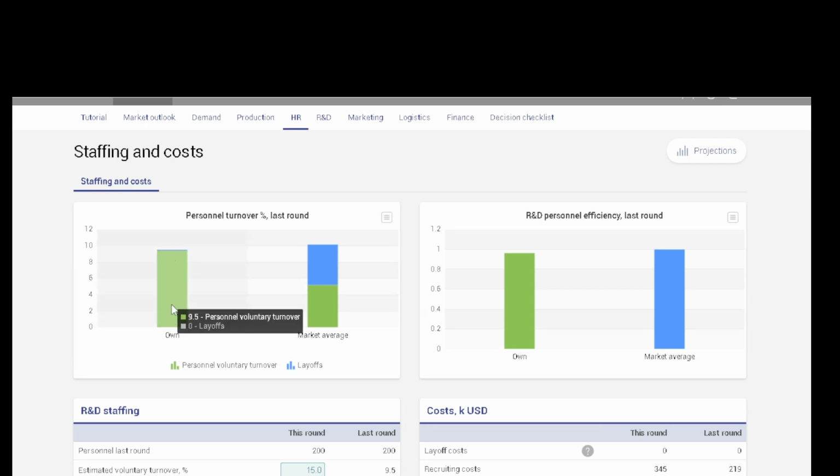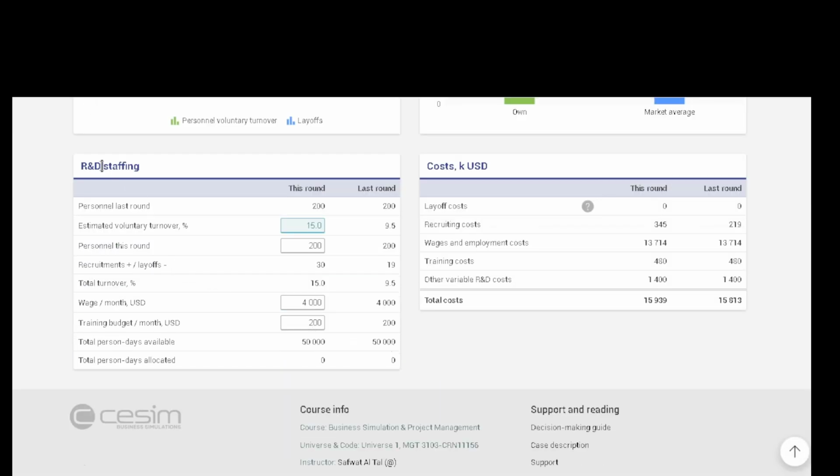And here you can see that we have these two graphs: the personal turnover for the last round and the R&D personal efficiency for the last round. And then R&D staffing again, whereby we are making decisions under estimated voluntary turnover and personnel this round, and maybe the wages per month, and maybe training budget per month. So that's it about HR.